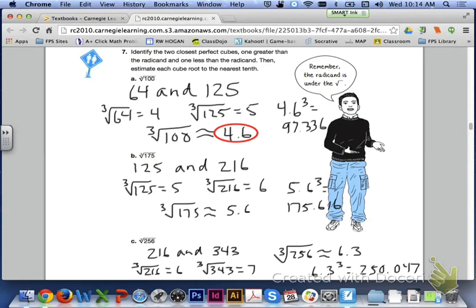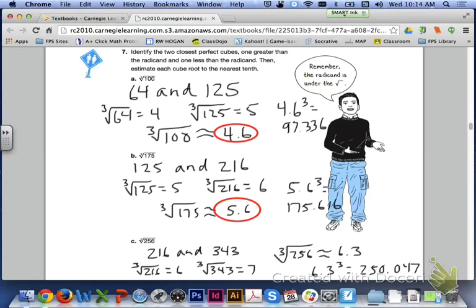If I take a look at letter B, 175 is between the two perfect cubes 125 and 216. The cube root of 125 is 5. The cube root of 216 is 6. So I know that my answer is going to be in between those two whole numbers. The cube root of 175 is going to be approximately 5.6. Again, when I use my trial and error, 5.6 cubed gives me 175.616.